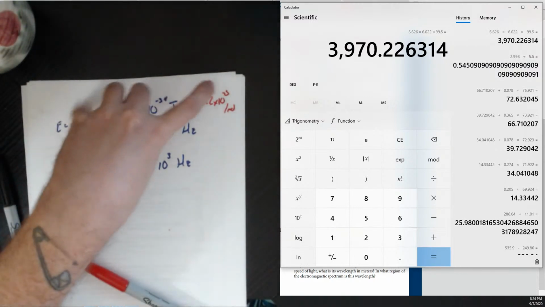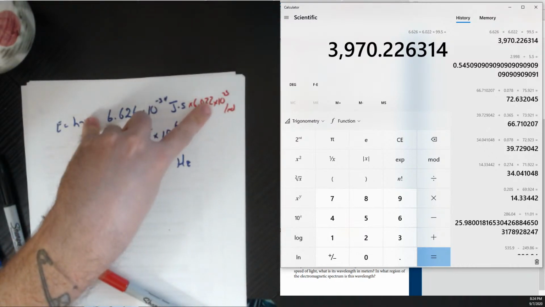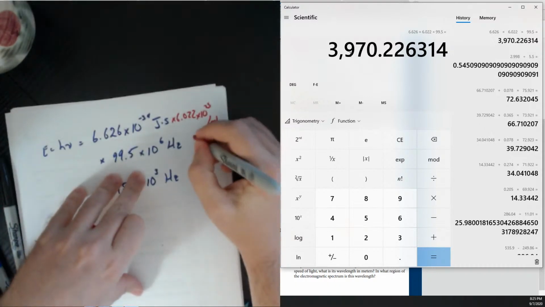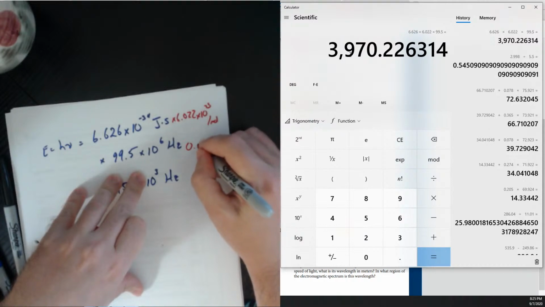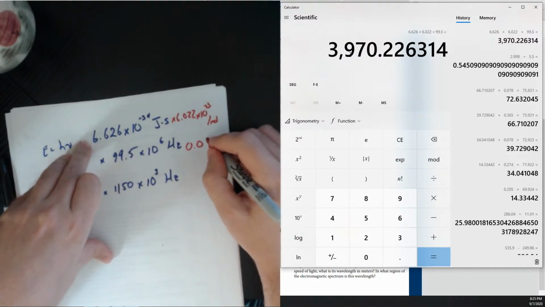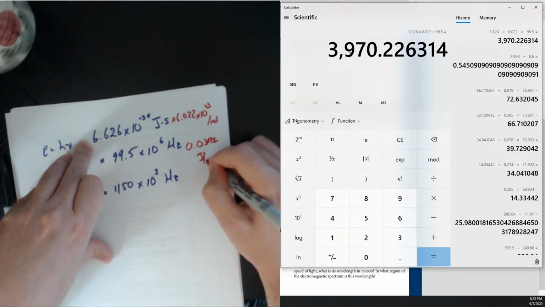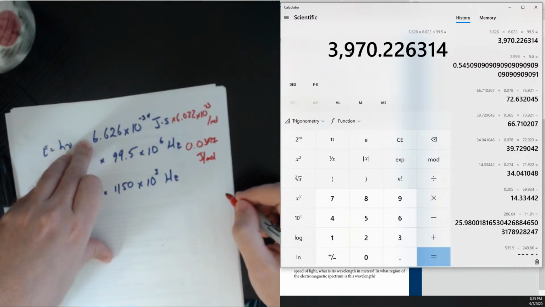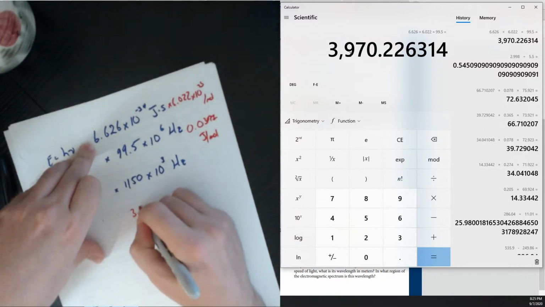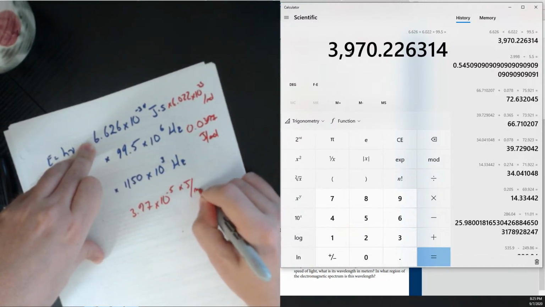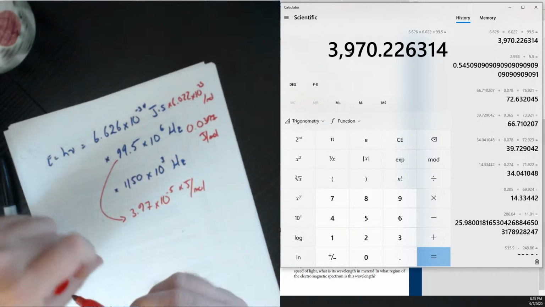Let's see, negative 34 and positive 23 gives us negative 11. Positive 6 gives us negative 5. Negative 4, negative 3, negative 2. See, that would be joules per mole. They wanted it in kilojoules per mole, so that would be 3.97 times 10 to the negative fifth kilojoules per mole for that guy there.